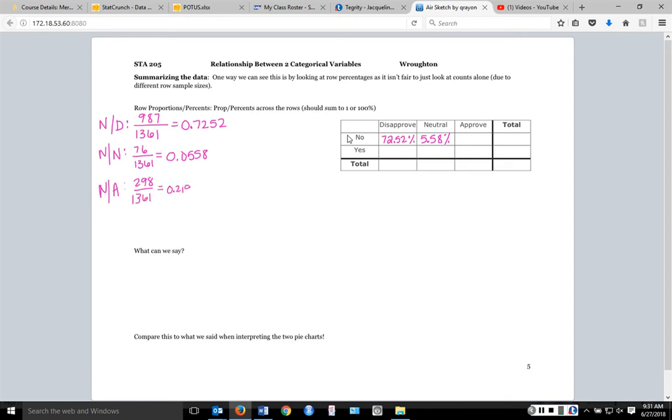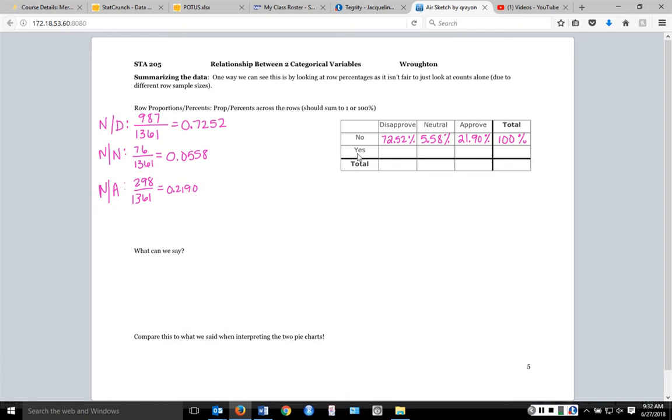And that gets me 0.2190. We're making that a percentage, 21.90%. Now notice if you add up these 3 numbers, you will get 100%. So that's why it's called a row percent, because the row is going to add up to 100%. Now when you see up here that it said it should sum to 1, what that means is these decimal numbers before I made them percentages will add up to 1.